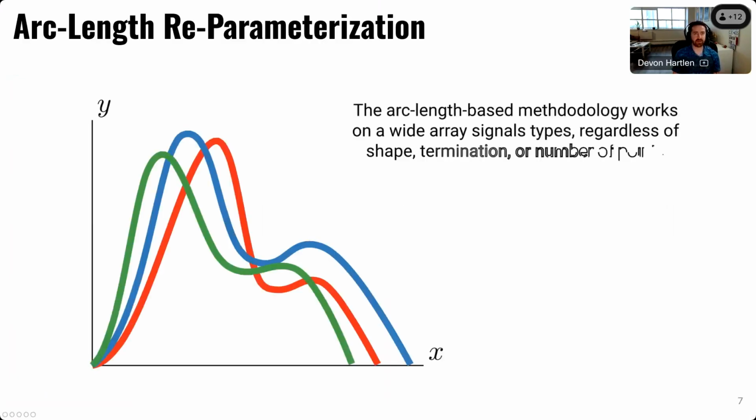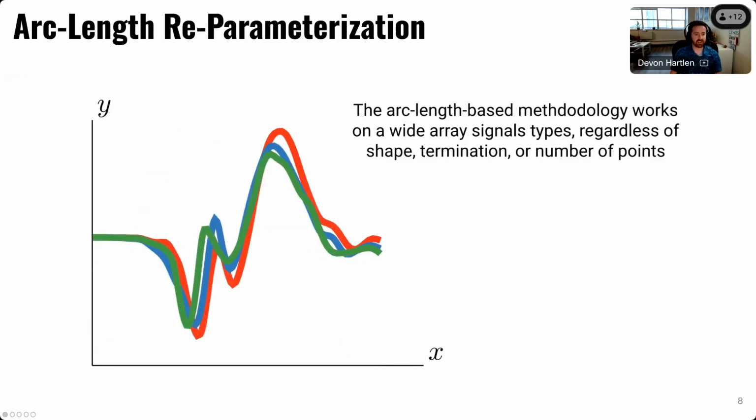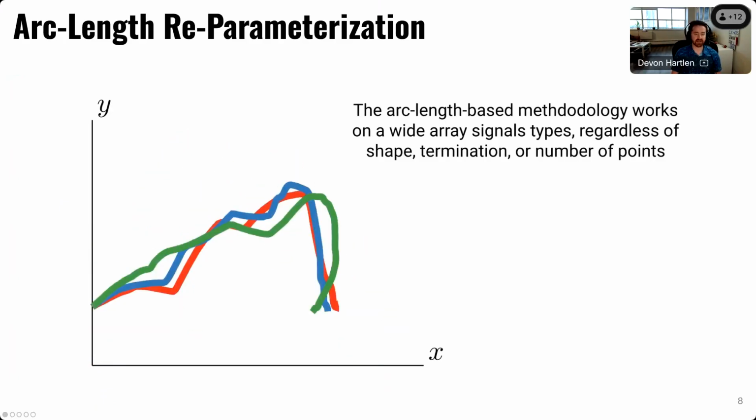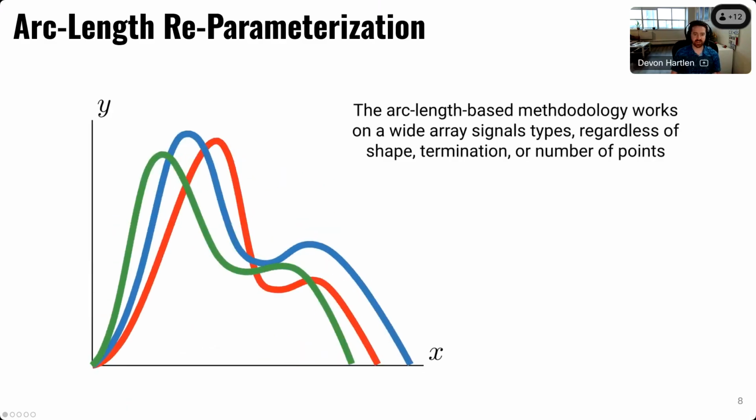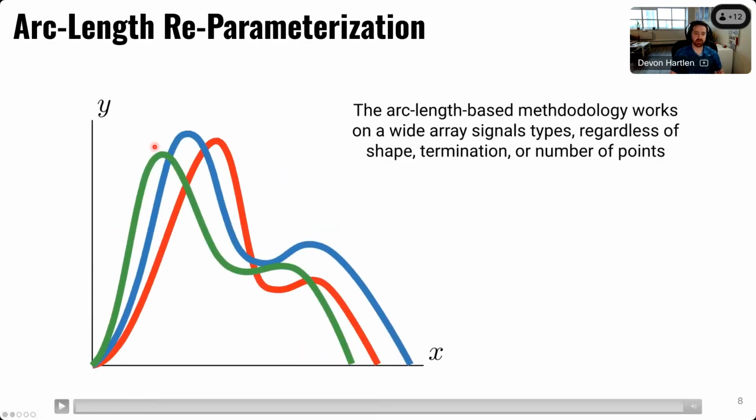So the arc length analysis framework begins with arc length reparameterization. And the advantage of this technique is it works on a wide array of signal types, regardless of the shape, termination, or number of points. So we can have data such as this, time series data, or even weird hysteretic data, such as the load-unload data I showed earlier. But let's go back to this initial set of data. We have three peaks that are relatively well aligned with respect to time. We have three signals that do not terminate at the same point, and we have this shared feature of a valley and a peak before decreasing again. That's not particularly well aligned in the x-axis.